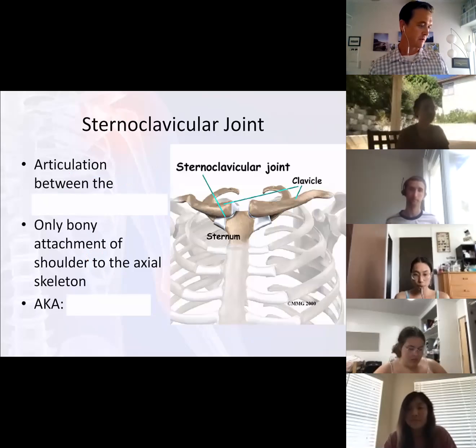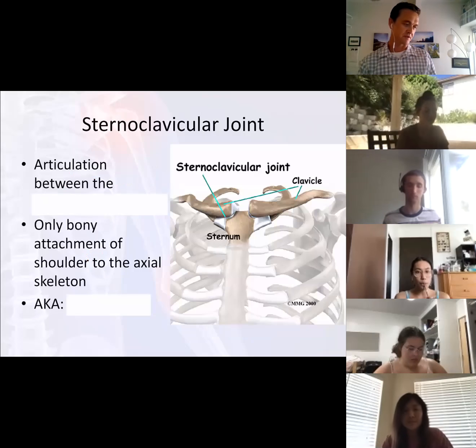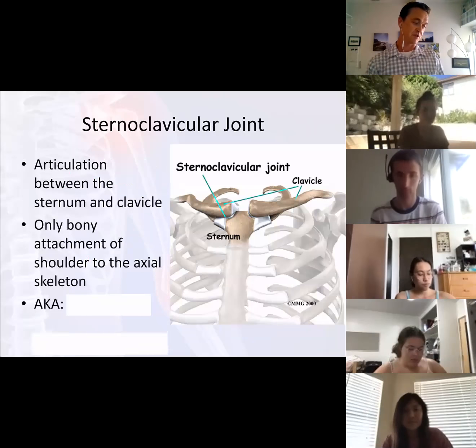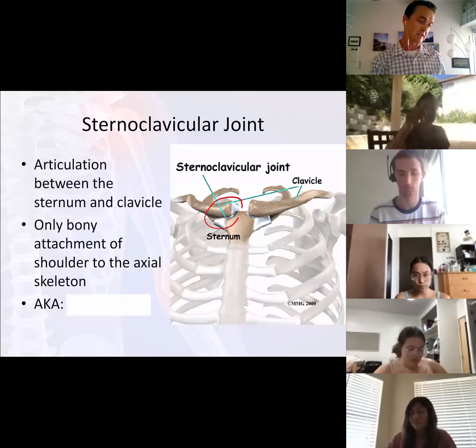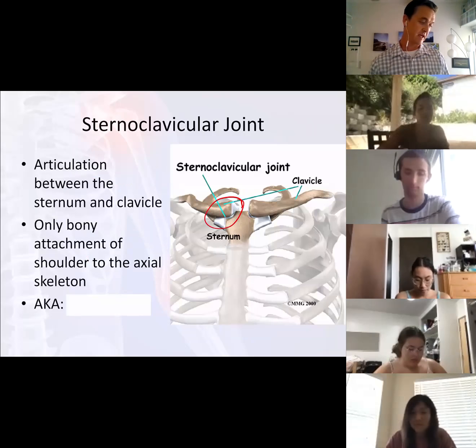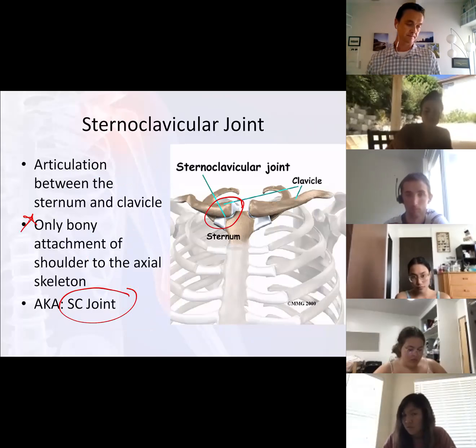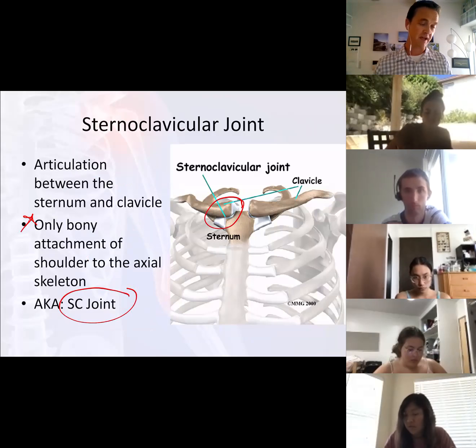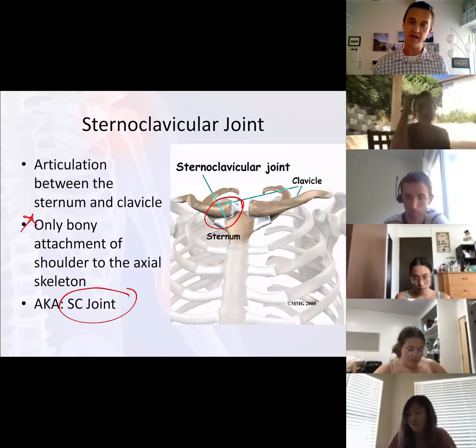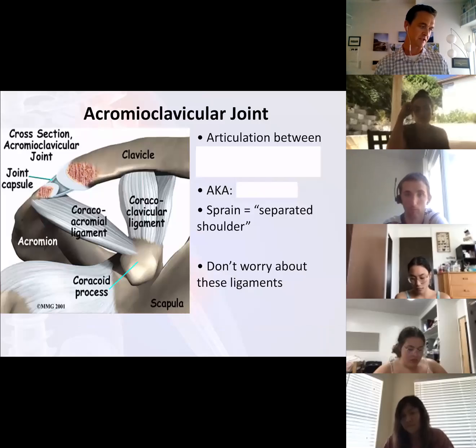Okay, let's talk about the SC joint first. The sternoclavicular joint is the articulation between the sternum and the clavicle. You can see it right there. This again is the only bony attachment of the shoulder to the axial skeleton, also known as the SC joint. It's a painful one. If you sprain this guy, it's quite painful. It moves around a lot, surprisingly, and because of that little meniscus in there, it can be quite painful. So that's our SC joint.